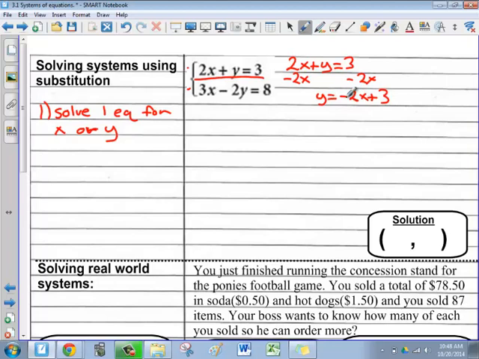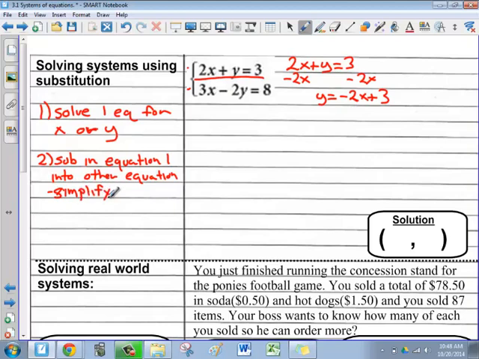Now, step two is to substitute. That's where the word substitution comes from. Sub in what you get, equation 1, into the other equation, and then simplify. So I'll show you what I mean by this.